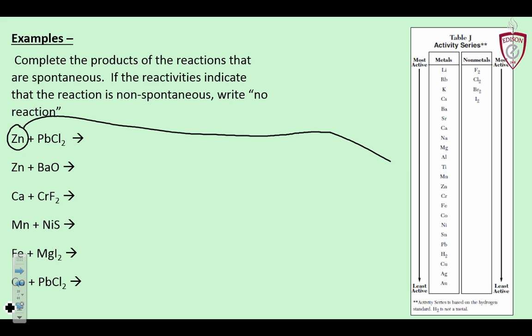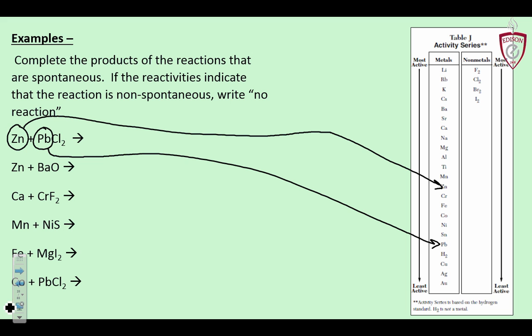You don't have to draw these arrows. You just got to find it, okay? And then now lead, because I'm not worried about the ion, chloride. And then where is lead? Lead is below, so they are going to switcheroo. They are going to react.